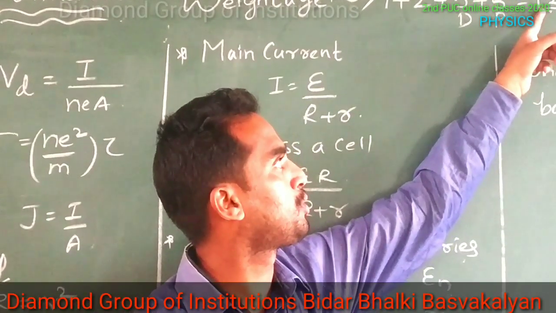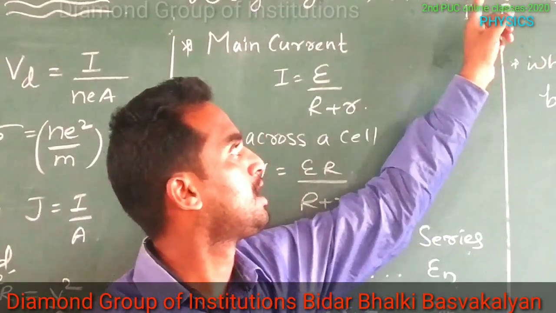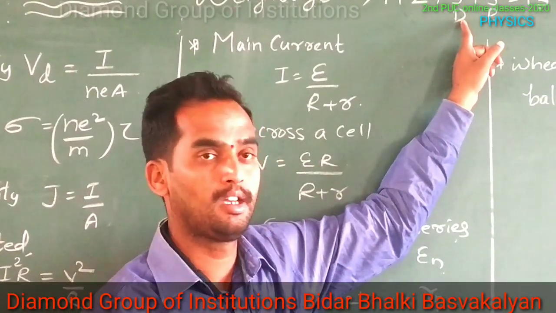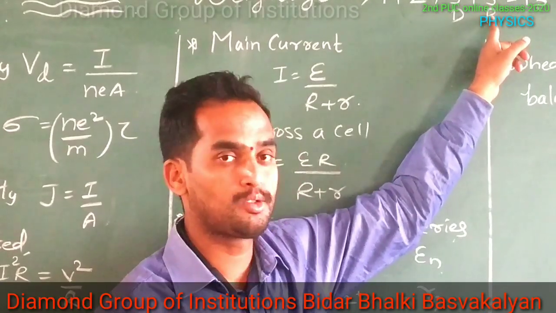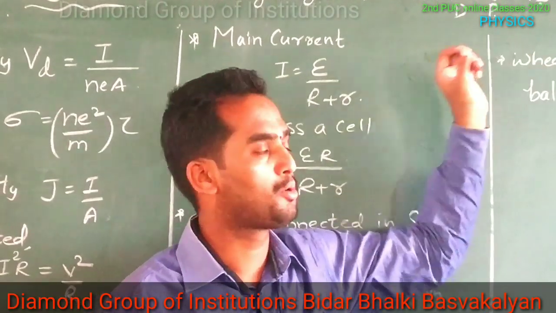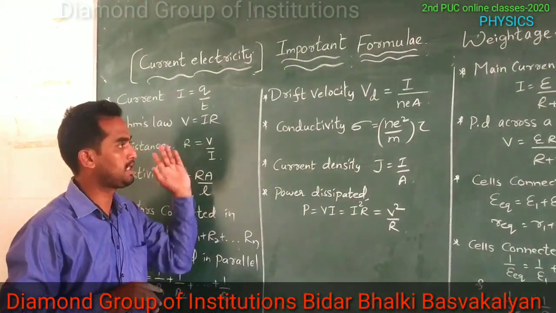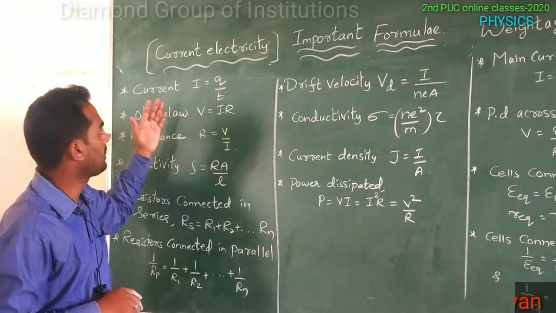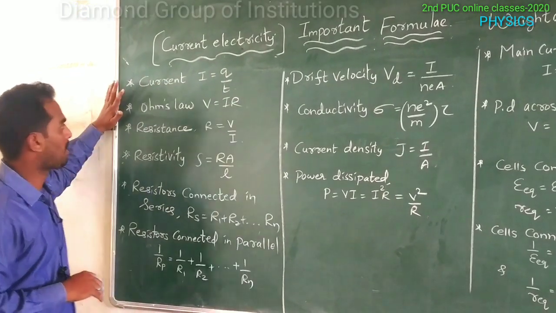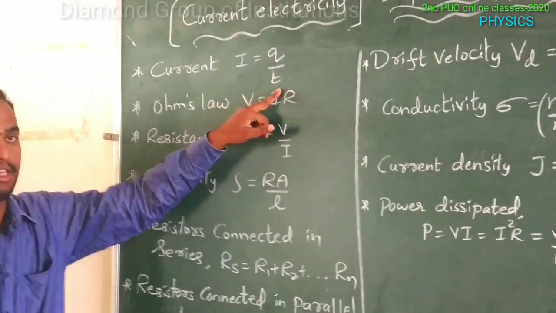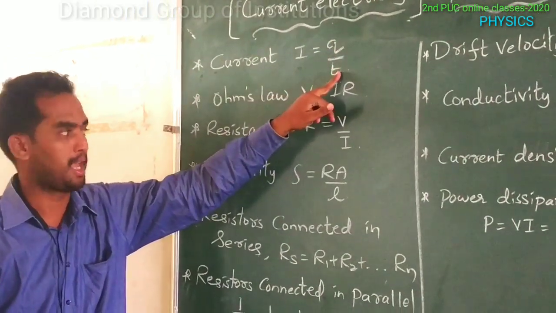So the total is 30 marks, and a 5 marks derivation always comes every year, and a 5 marks problem is going to be asked every year. So practice a number of problems based on these formulae. See the first formula, current. What is current? I equal to Q by T. Q means charge, T means time.